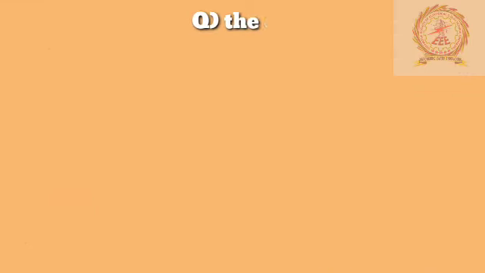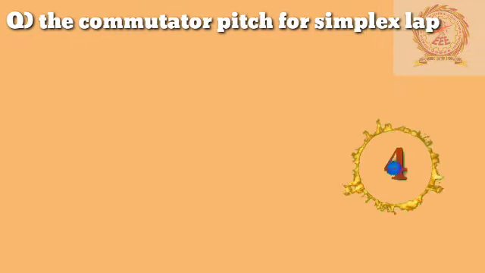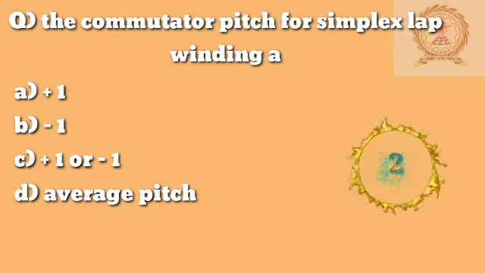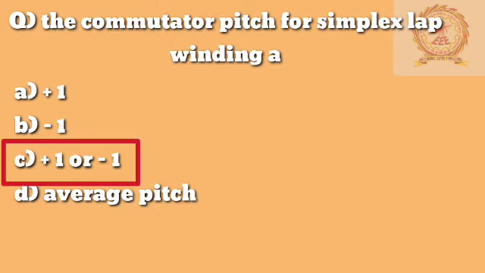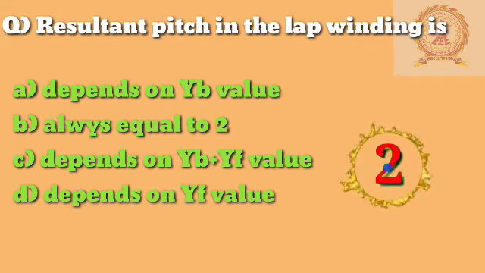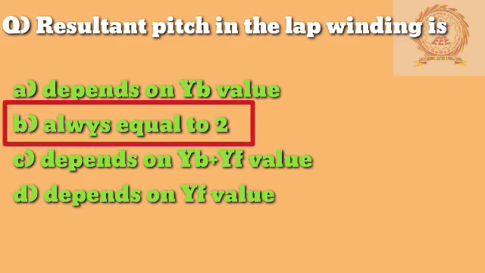Next is the commutator pitch for simplex lap winding. A. Plus 1, B. Minus 1, C. Plus 1 or minus 1, D. Average pitch. The answer is C, plus 1 or minus 1. Next one: resultant pitch in the lap winding is A. Depends on YB value, B. Depends on YF value, C. Depends on YB and YF value, D. Always equal to 2. The answer is D, always equal to 2.